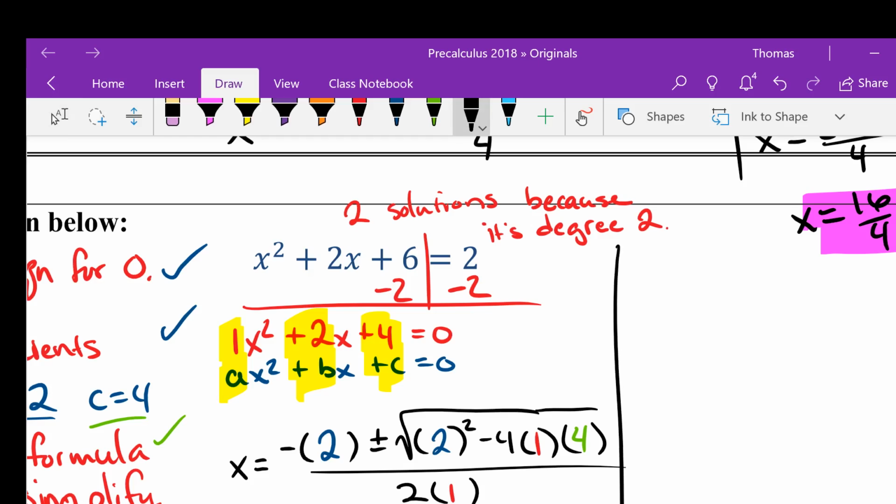But if you're going on, I'm just going to draw another line over here. X equals negative 2, keep that, plus or minus the square root of 2 squared is going to be 4, minus 4 times 1 times 4, that's going to be 16, all over 2 times a, which is just 2.